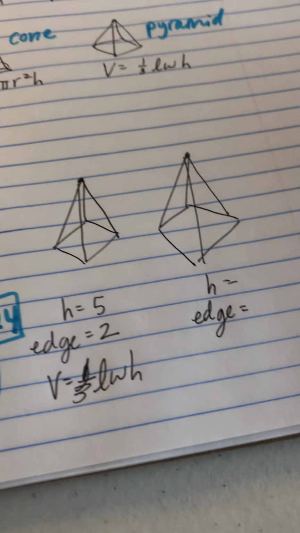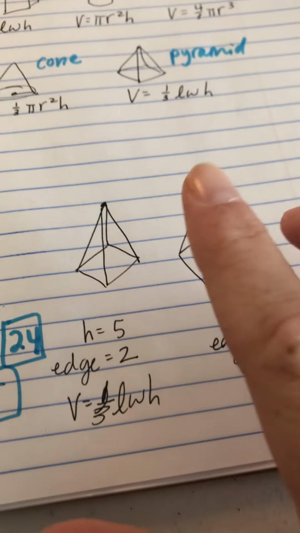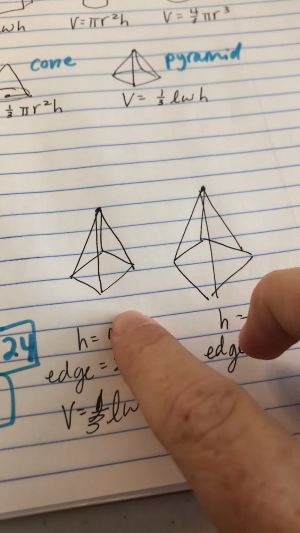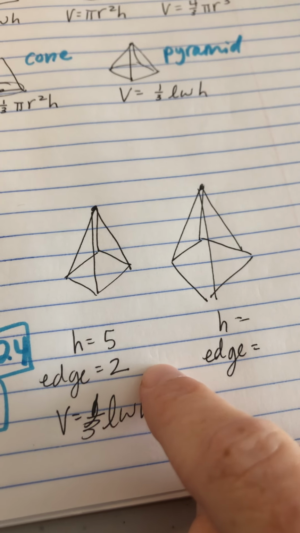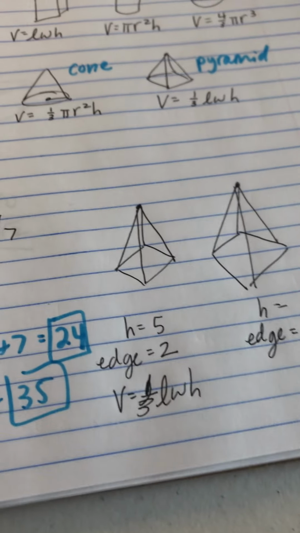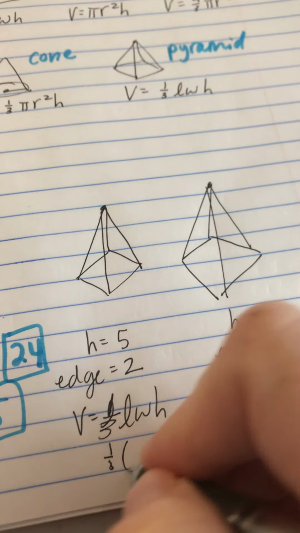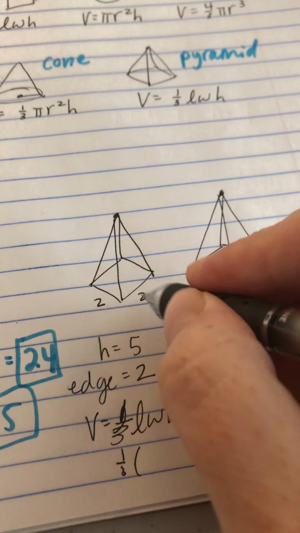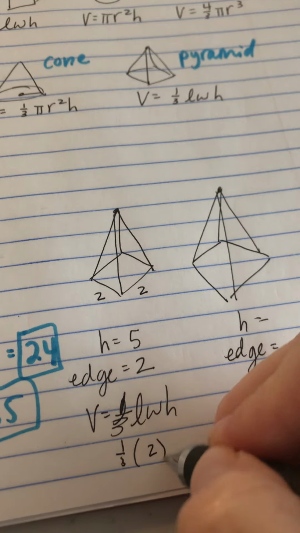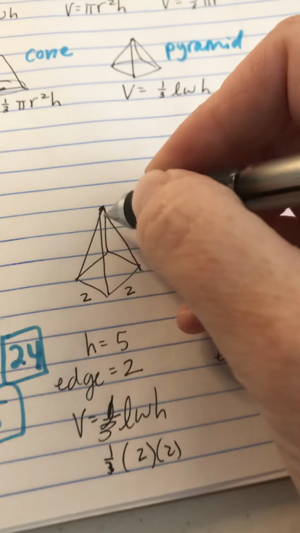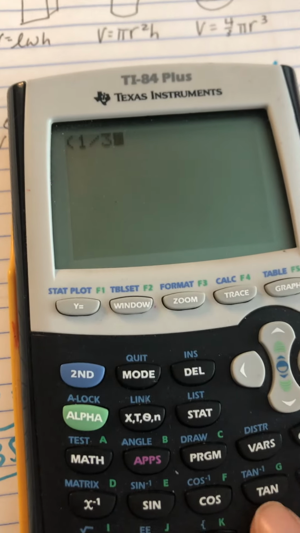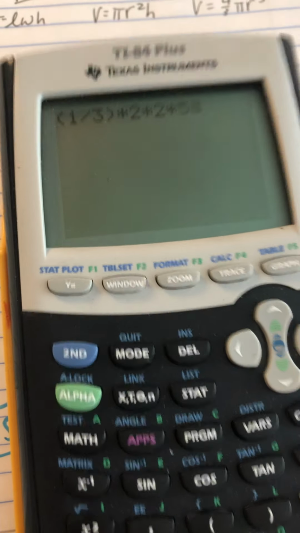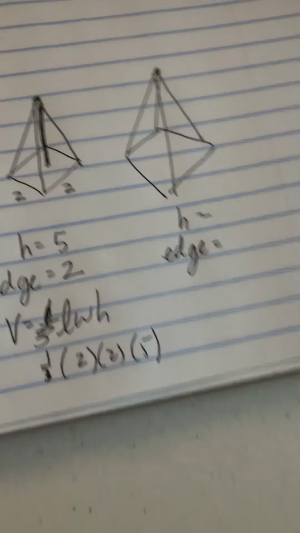It says something like this, like we have a square pyramid that has an edge of 2, and so it's got the 1/3, and if it says the edge, it's assuming that unit, that means 2. So that's my length and width, and then my height here of the pyramid is 5. And so in your calculator, I would do 1/3 times 2 times 2 times 5, and I get 6.6 repeating.